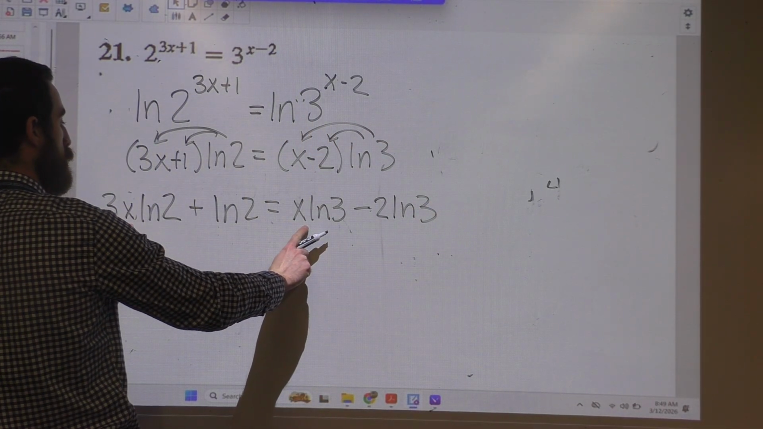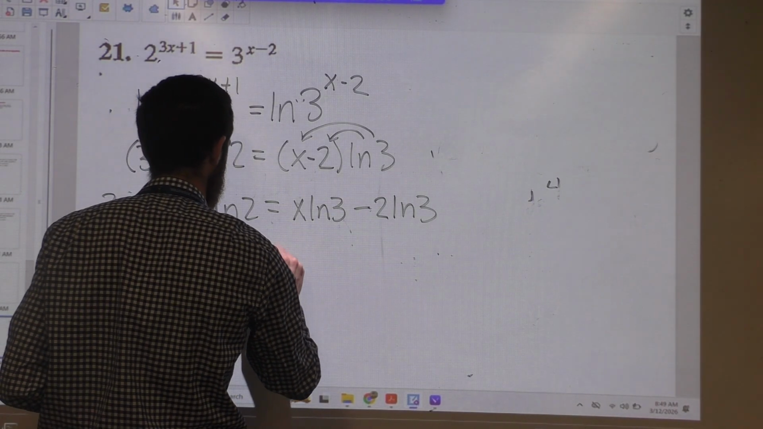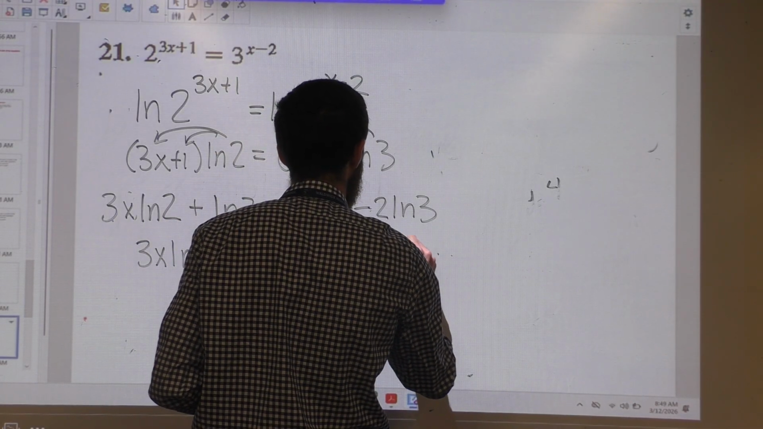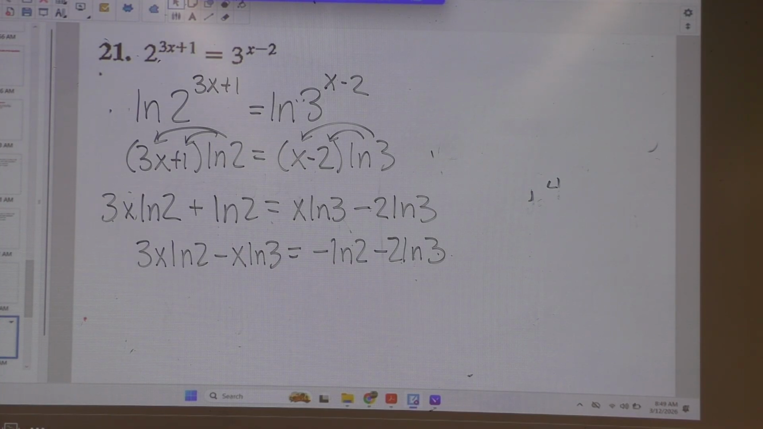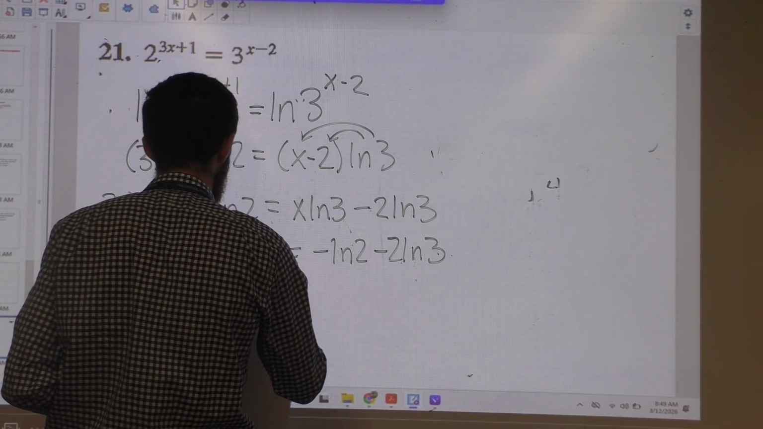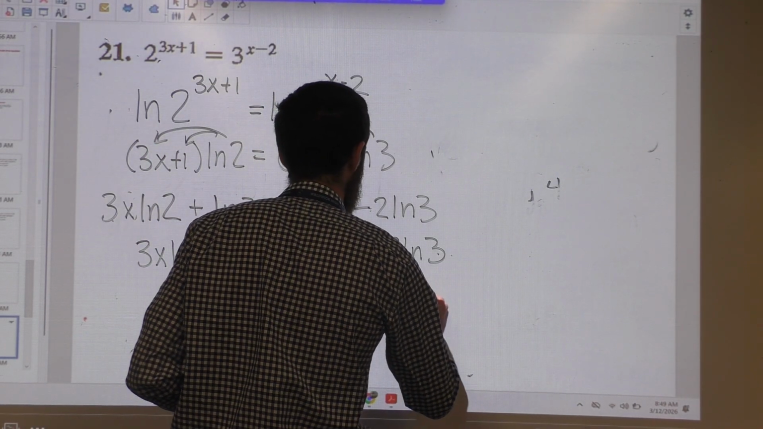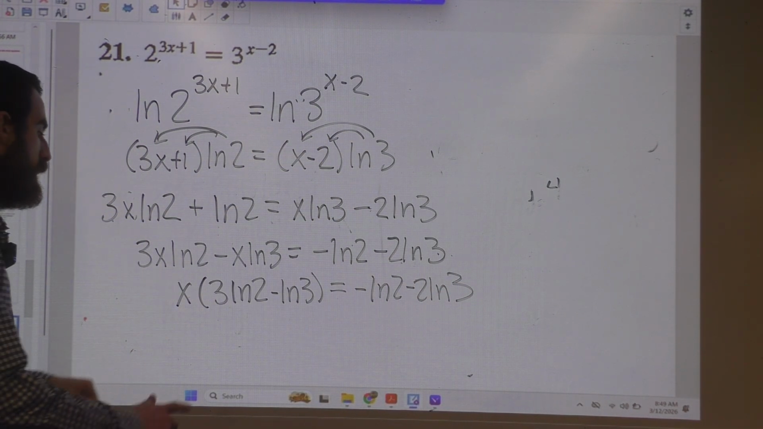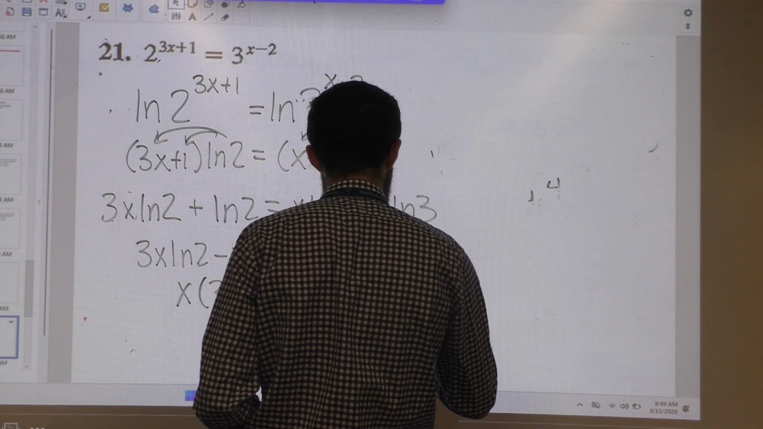Again, I'm trying to get all the terms with an x in them to one side. 3x ln of 2 minus x ln of 3 equals negative ln of 2 minus 2 ln of 3. Factor out an x: x times (3 ln of 2 minus ln of 3) equals negative ln of 2 minus 2 ln of 3. And I can divide.